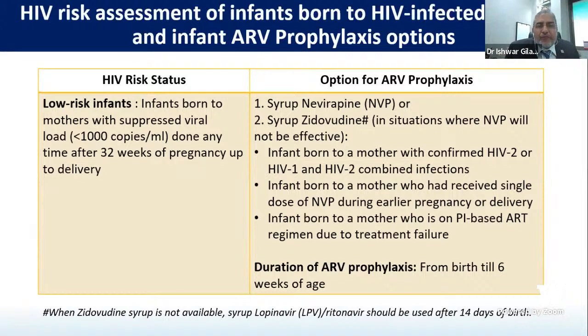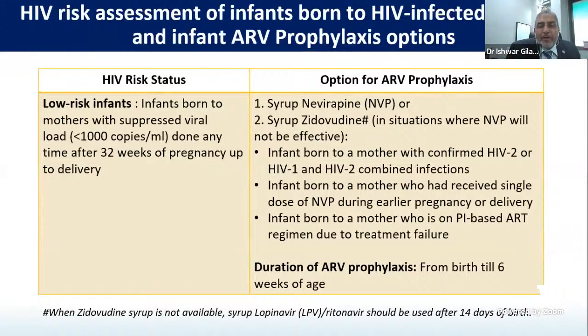What is the HIV risk assessment of an infant born to HIV infected mothers, and what are the infant ARV prophylaxis options? We divide infants into two groups: low risk and high risk. What is a low risk infant? Those born to mothers with suppressed viral load. Suppressed viral load is not always less than 40 or 34 copies or TND; it is less than 1,000 copies, and that is done at least after 32 weeks of pregnancy up to delivery. If you have this facility and have done that, then that baby is called a low-risk baby.